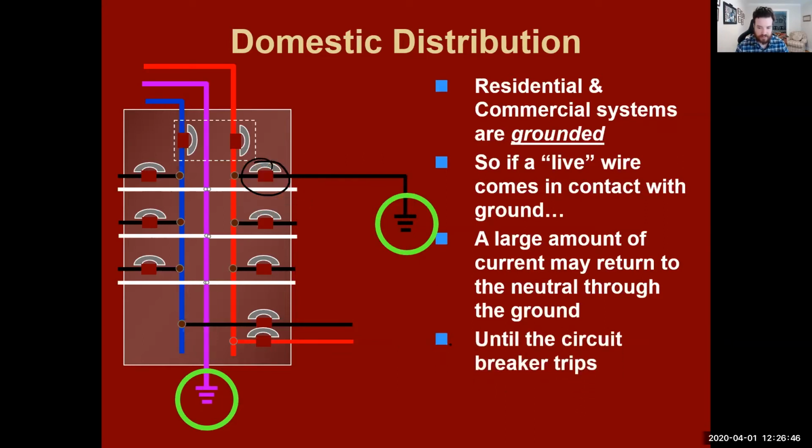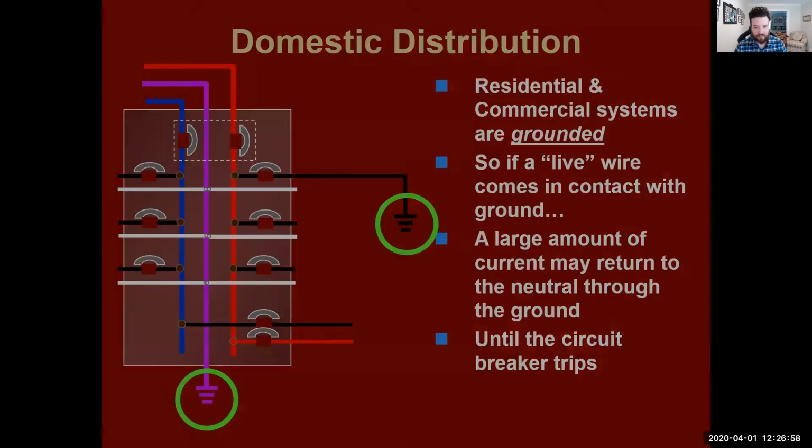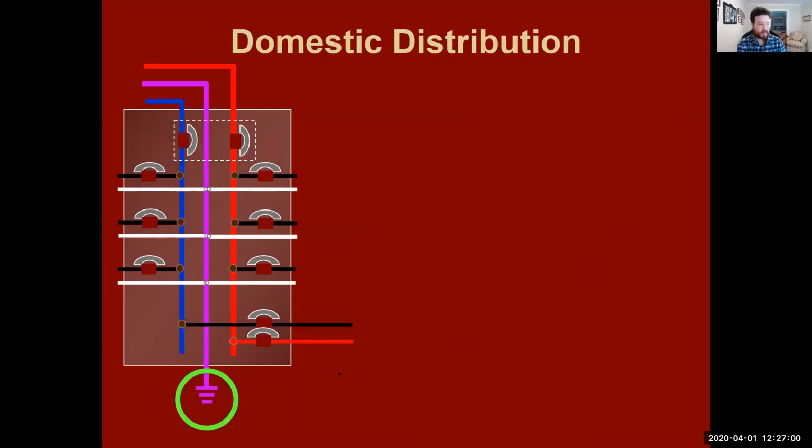So once it trips, it pops open, and now you have no electricity flowing, because this is the only way you are going to get voltage coming into that system. All right, so that's a circuit breaker.